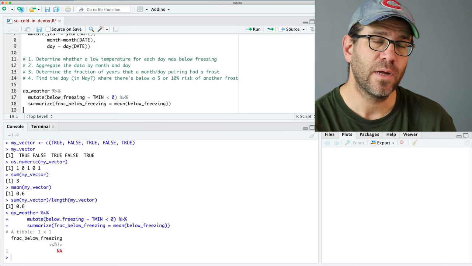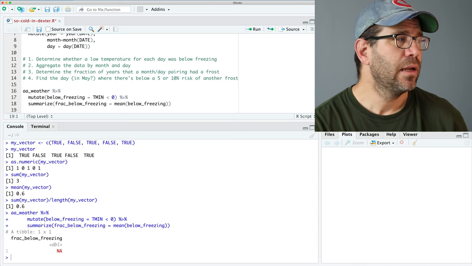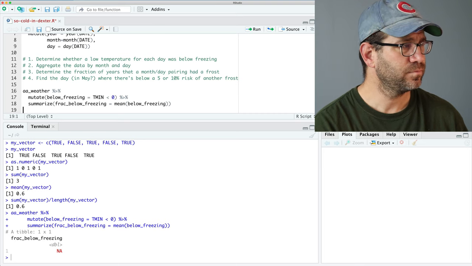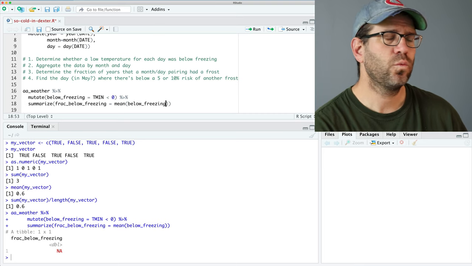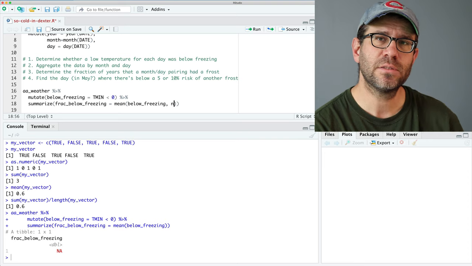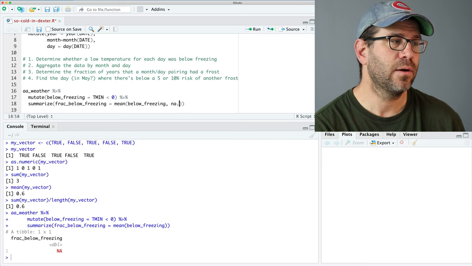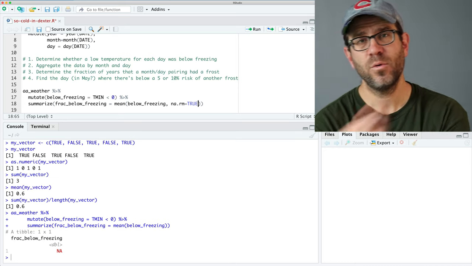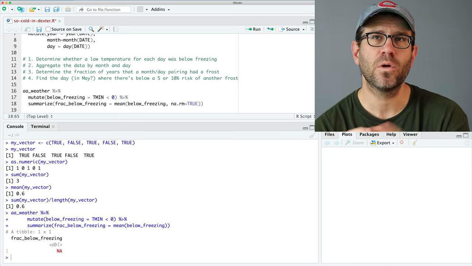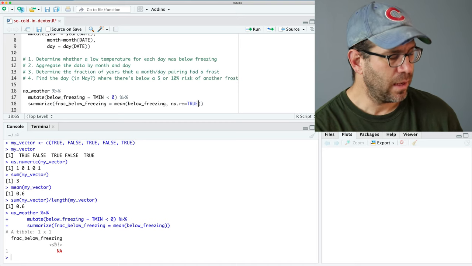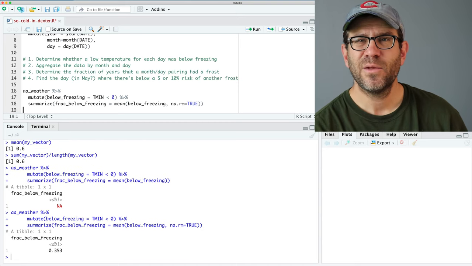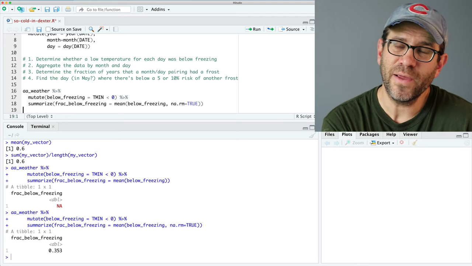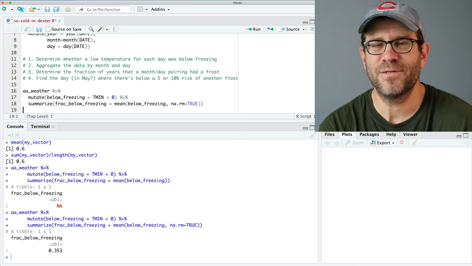If you look within the help documentation for sum and mean, you'll see that there's an argument you could use called na.rm. We can add to the arguments of mean na.rm equals TRUE. What this means is before you calculate the mean, remove those NA values, so it won't count in the numerator or the denominator. If we remove the NAs, then we see about 35% of the days between now and October of 1891 had a freezing temperature.